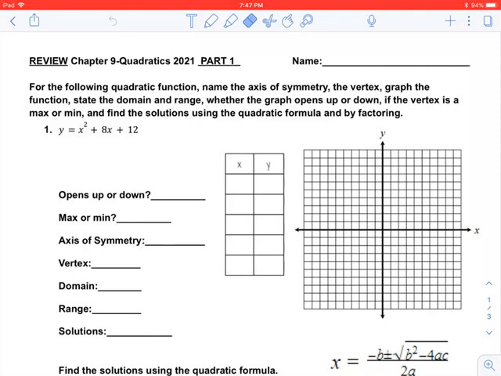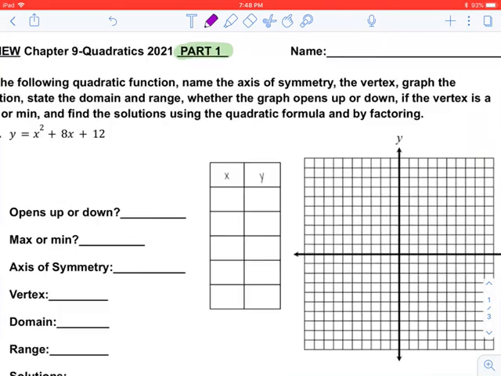Right, Algebra 1, we are getting ready for our Chapter 9 test, which is solving quadratics. So this is part 1 of our review. We're going to go through the whole review here together, and then tomorrow you're going to work on your own review. Okay, so in this first question, we're kind of just graphing what we are trying to solve, and then we're going to solve it by quadratic formula and factoring as well.